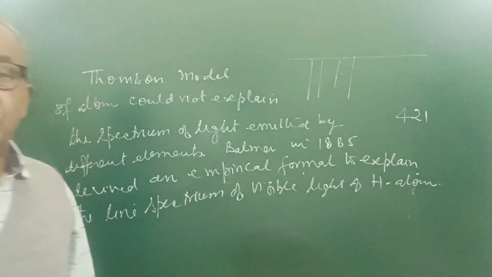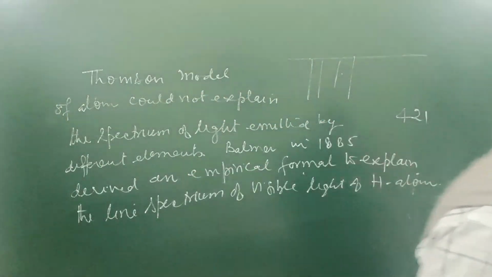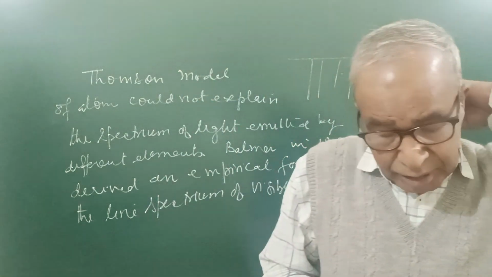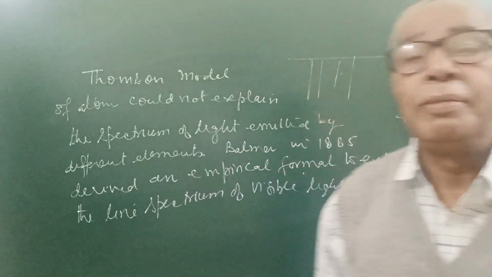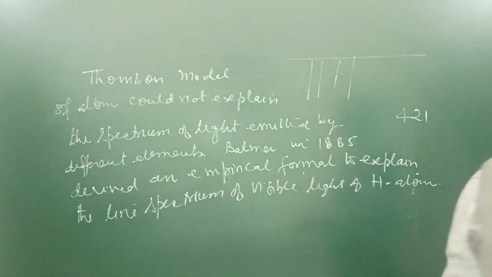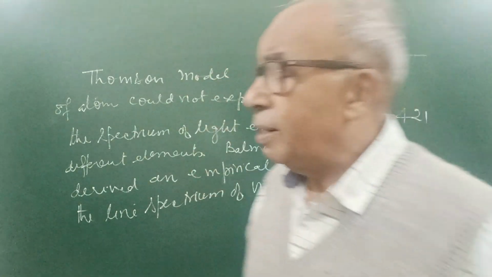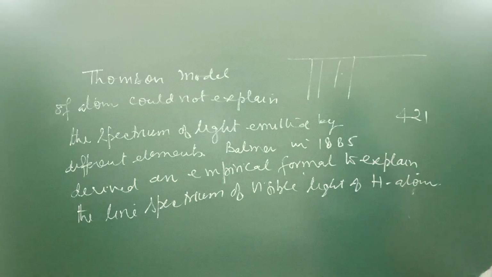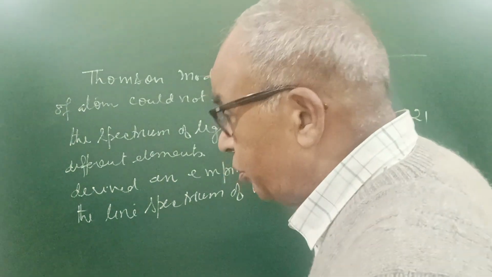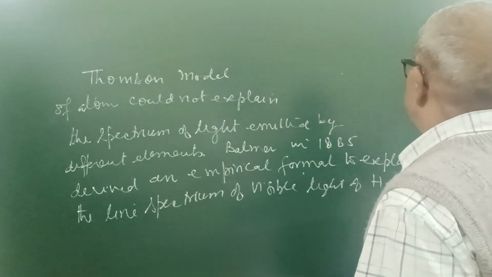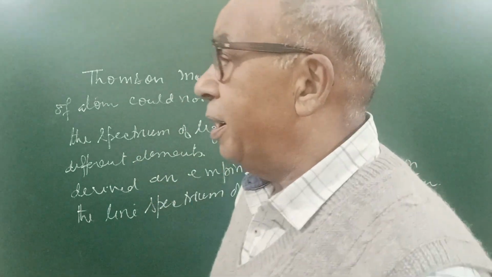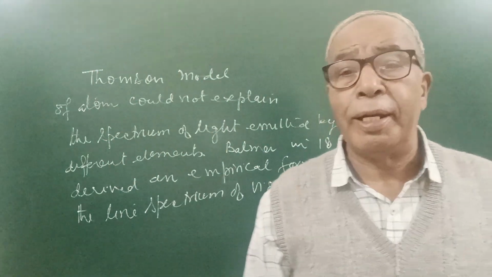Hydrogen atom being lightest, actually it gives radiation of many different wavelengths, some visible, some invisible. I will discuss later on. With the help of the Thomson model, we can't say anything about this spectrum, why different elements produce different light and different radiation. This hydrogen atom produces infrared radiation, visible light, ultraviolet.